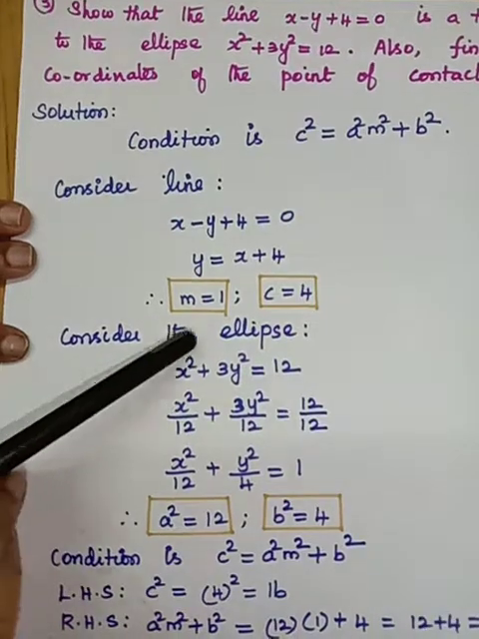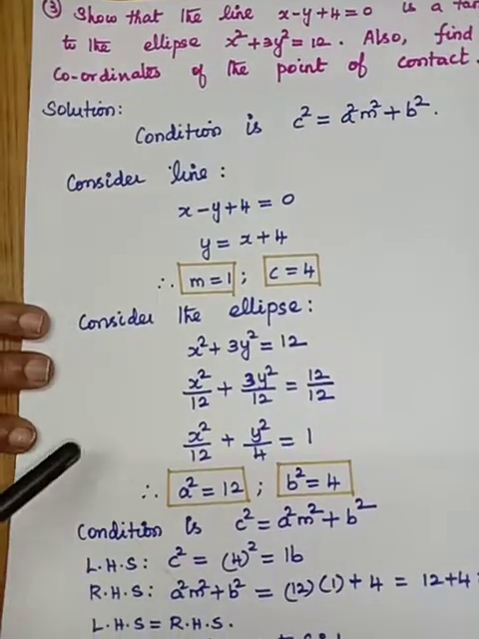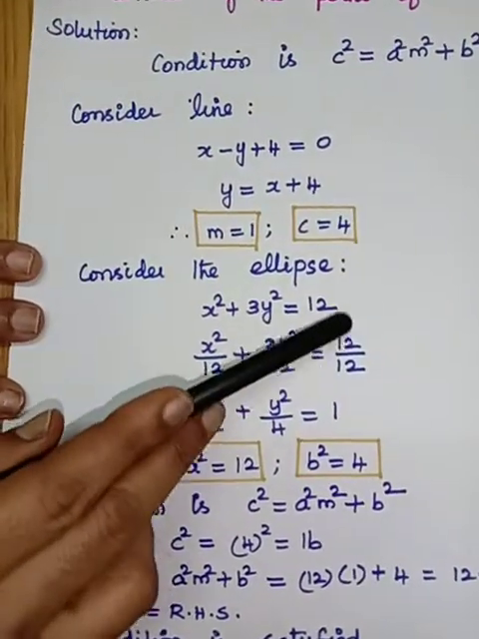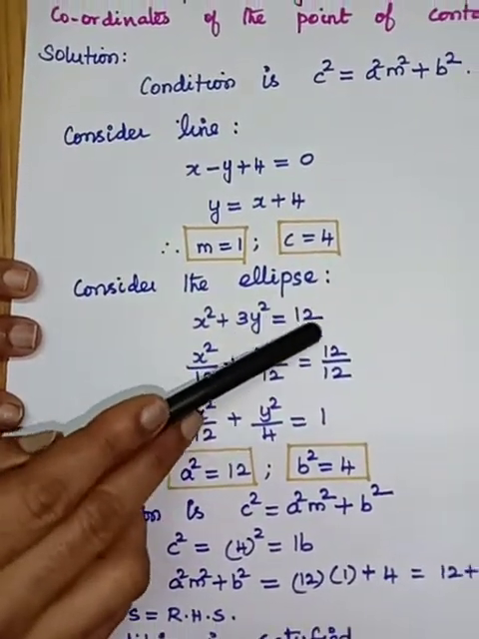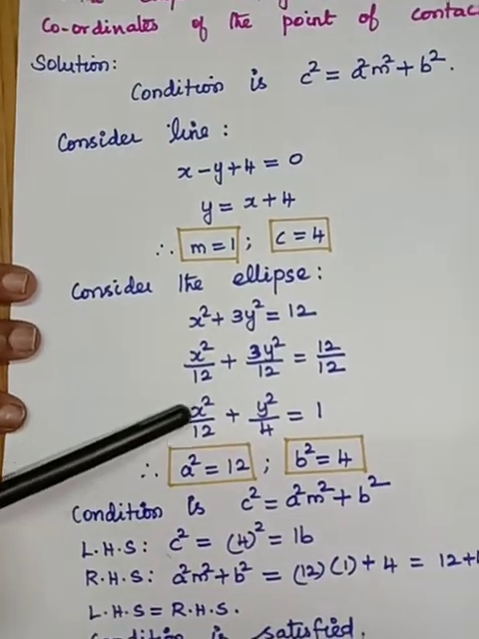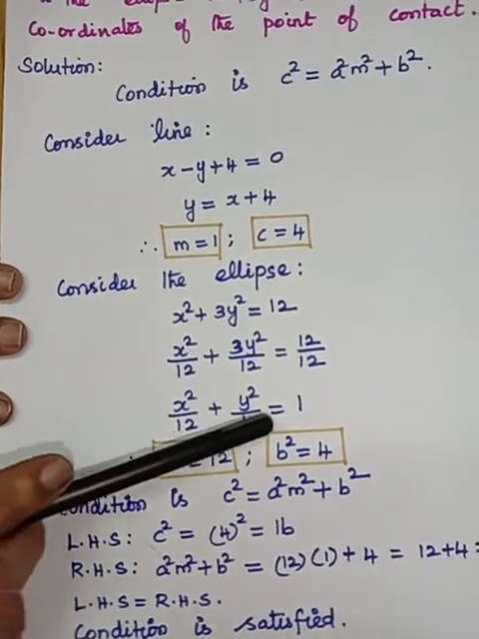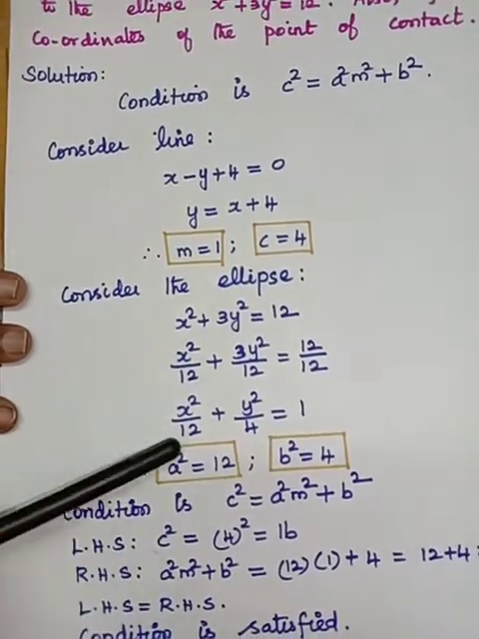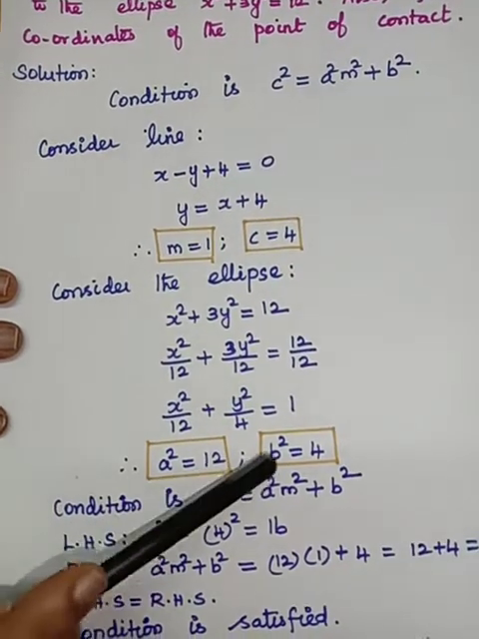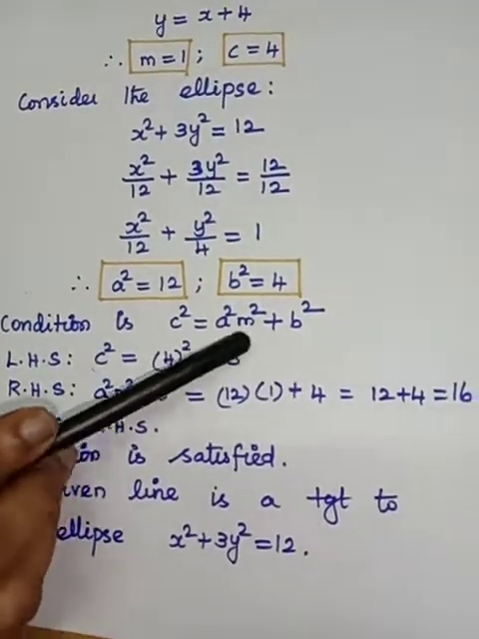So next you have to consider the ellipse and bring it in the standard form. From that you have to find a squared and b squared. To bring the standard form, the right side should be 1. So it has to be divided by 12. So x squared by 12 plus 3 and 12 getting cancelled, y squared by 4 is equal to 1. So it's an ellipse. The bigger number is taken as a squared. So a squared is equal to 12 and b squared is equal to 4. So now you just write the condition.